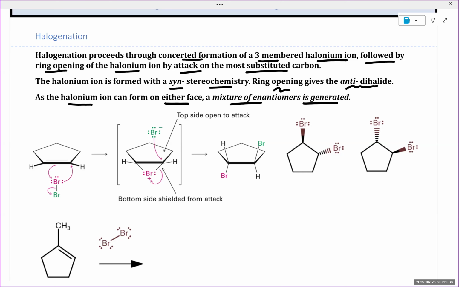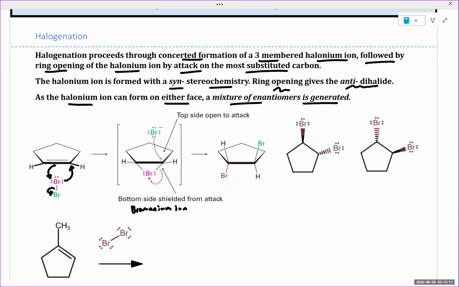Alkene dihalogenation is the first example of both a three-membered ring intermediate, in the case of the halonium ion, and ring opening to yield an anti-product. So in terms of the mechanistic steps, first we end up with attack of the alkene onto the electrophilic bromine atom. This generates the bromonium ion.